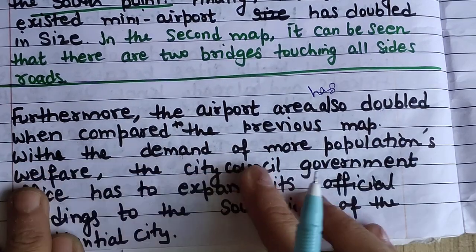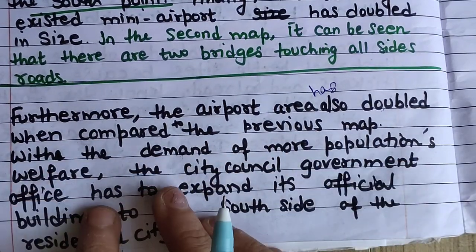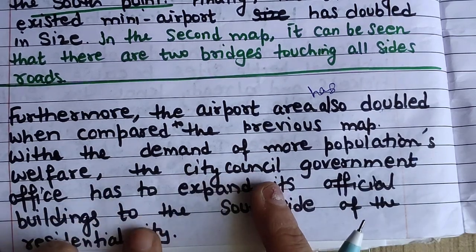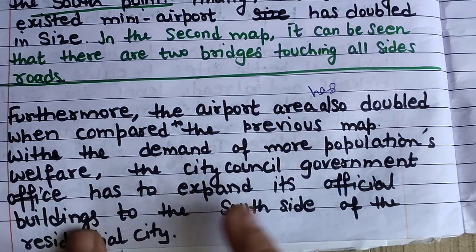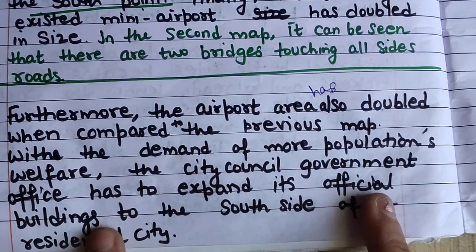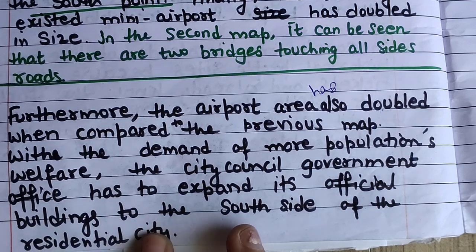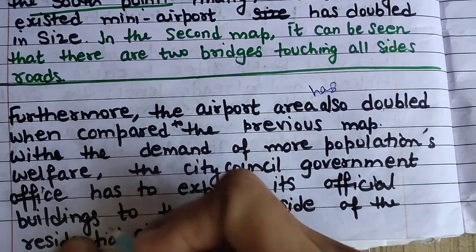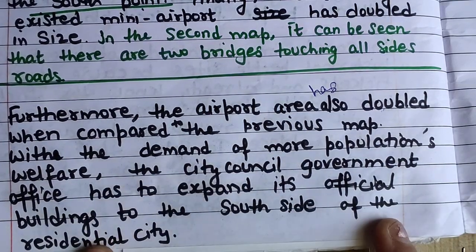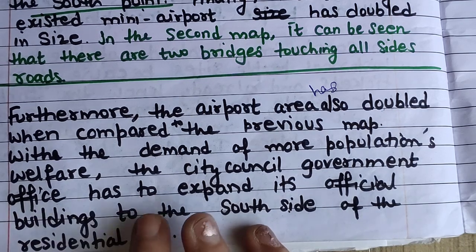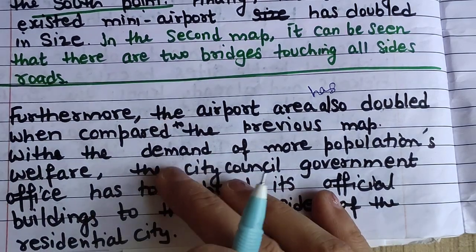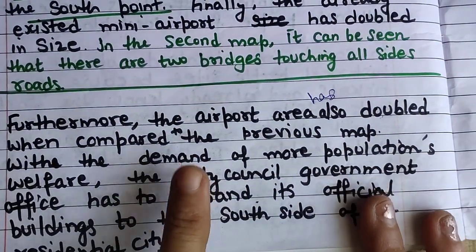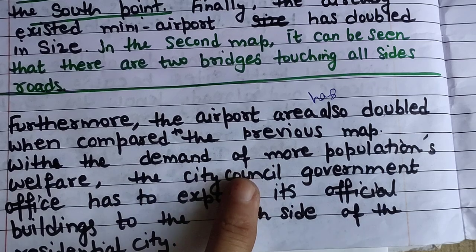Okay, so with the demand of more population's welfare, the city council government office, so how I have paraphrased: I have added the word government with office, has to expand its official buildings to the south of the residential city. So this is my first type of answer. This was the part on the second map, the distinction in comparison with the first map.